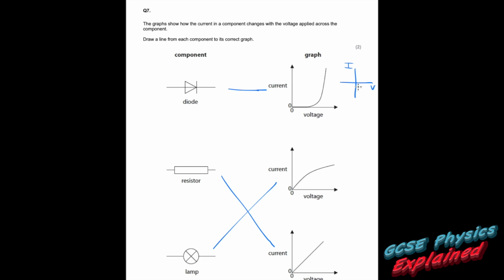Now, normally they do the negative as well as the positive. So if that's 0 there and 0 there, that's positive voltage and positive current. Now the diode, in the reverse direction, you get 0 current. And then once it gets to about 0.6 volts, then the current starts going up.